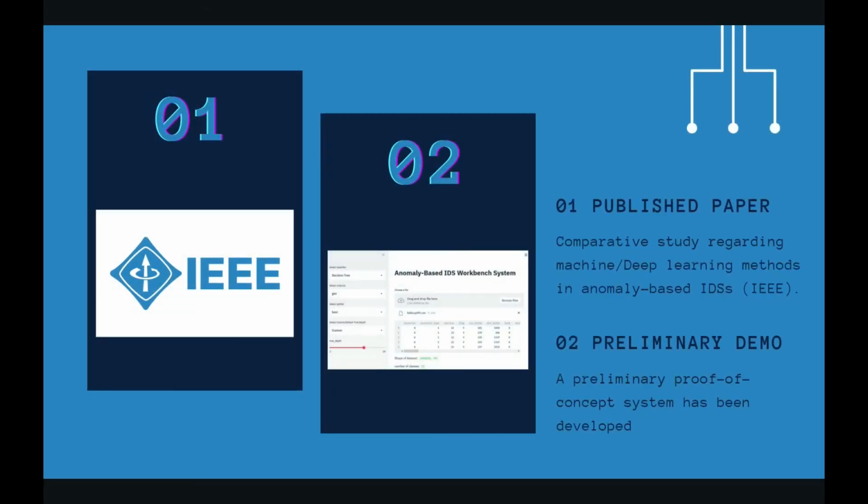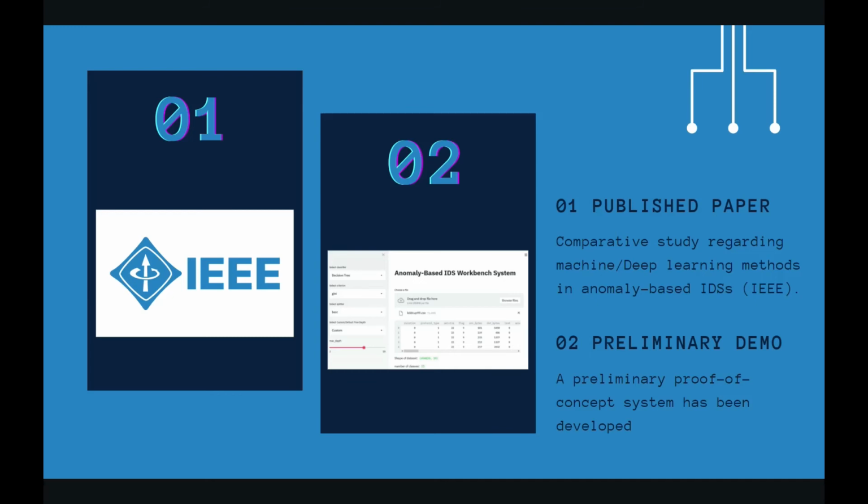And to illustrate our current progress, a paper has been published in the IEEE regarding a comparative study that discusses the utilization of many different machine learning and deep learning approaches in the detection of network attacks, the challenges tackled in the process, and the highly promising results of such approaches. Secondly, a proof of concept version of the proposed system has been developed, ironing out a lot of potential challenges and risks while also verifying the feasibility of the system during the process.